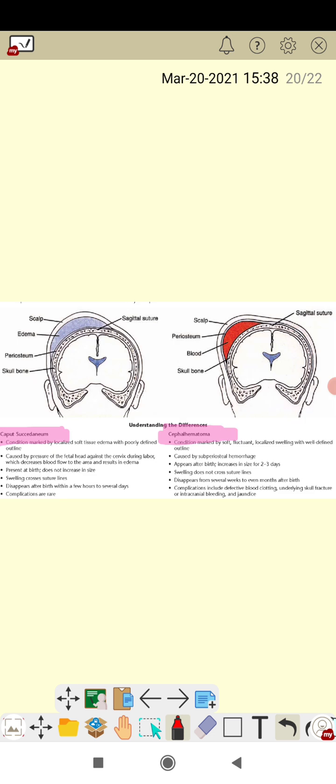Next is caput succedaneum and cephalohematoma. What is caput succedaneum? It is a temporary swollen edematous condition of a portion of the scalp. It generally occurs during the passage through the birth canal because of the interference of venous return. Encephalohydrocele is a swelling under the scalp and it generally contains CSF.